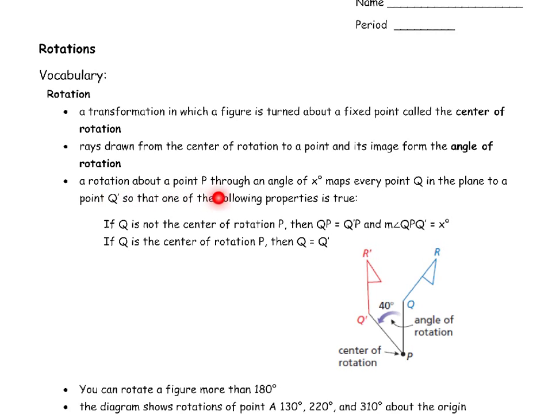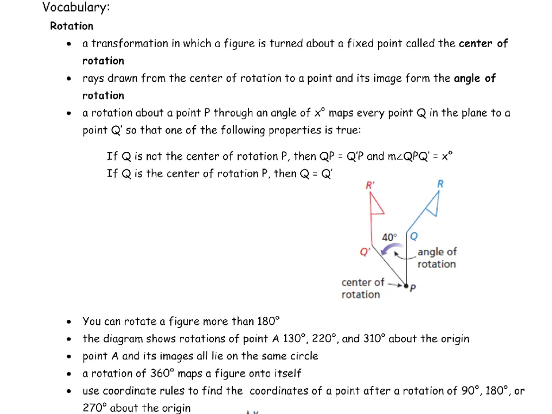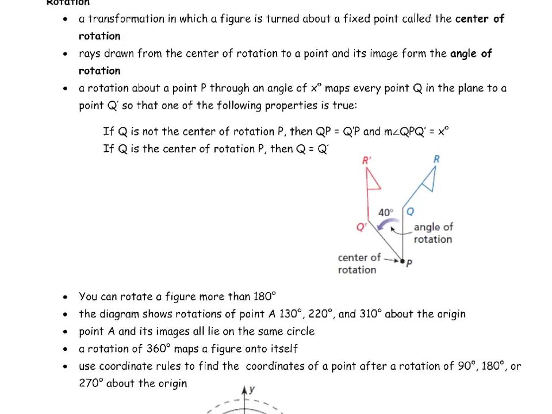Okay? A rotation about a point P through an angle of x degrees maps every point Q in the plane to a point Q prime so that one of the following properties is true. If Q is not the center of rotation P, then QP is equal to Q prime P, and the measure of angle QPQ prime is equal to x degrees. And if Q is the center of rotation P, then Q is equal to Q prime.